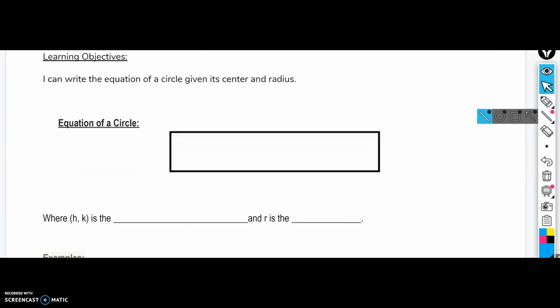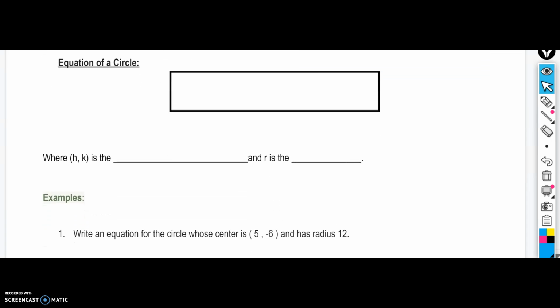Today's learning objective is I can write the equation of a circle given its center and radius. Now, we have plotted other things on the coordinate plane. We have not talked about circles yet. Today is our day. So first off, equations of a circle.